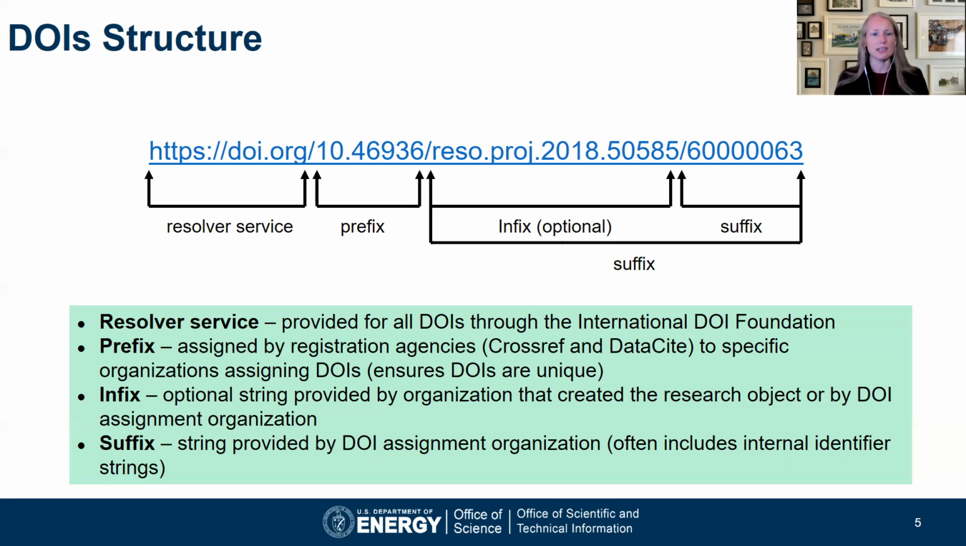And lastly is the suffix, and this is the string provided by the DOI assignment organization. So in my case, Department of Energy, we assign that suffix. It's often the internal identifier. So for example, my office, OSTI, the Office of Scientific and Technical Information, we have our own OSTI ID, an internal identifier. And so in our case, that number that starts with a 6, that's our own internal identifier.